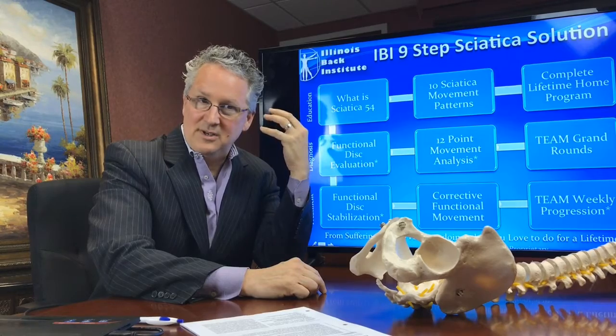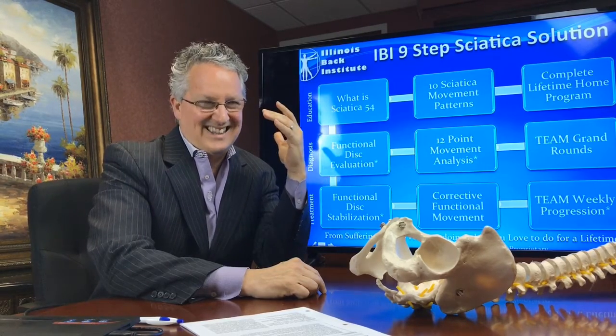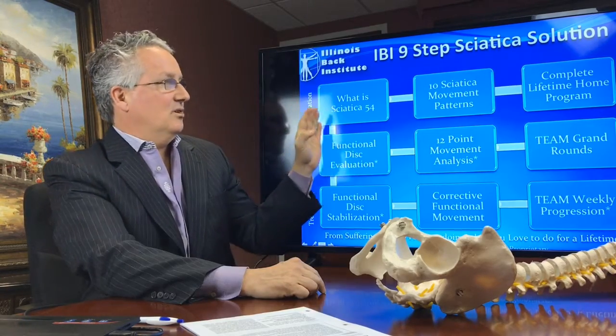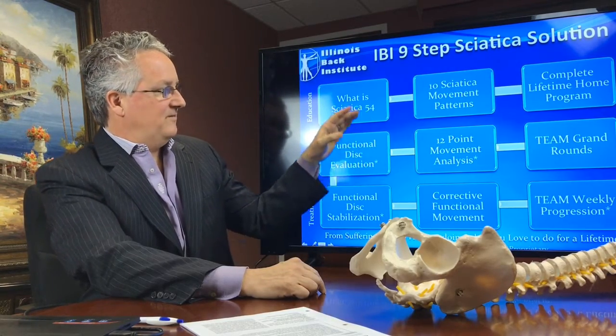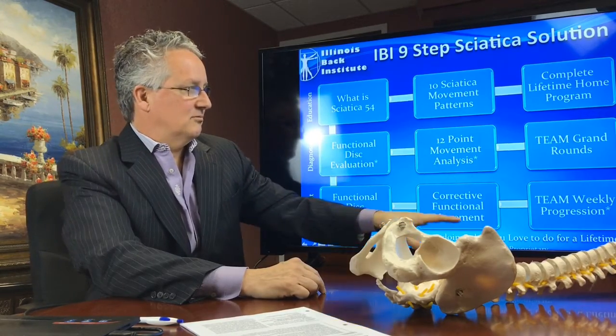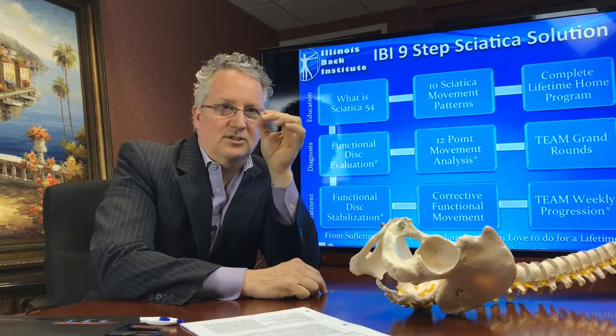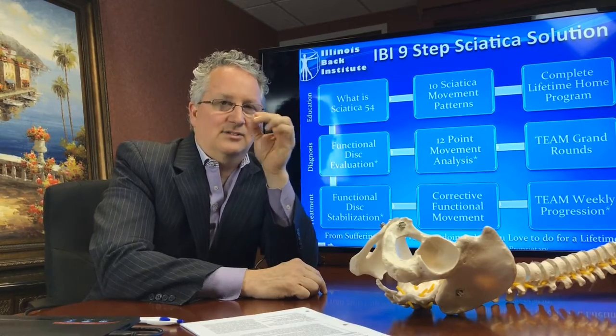And this one's a little bit deeper than most. I mean, some are deep, but this one's, I think, the deepest. So we have a 12-step process. We fix the disc. We exercise, strengthen, stabilize, give you tips. But today's about the corrective functional movement pattern in exercises.